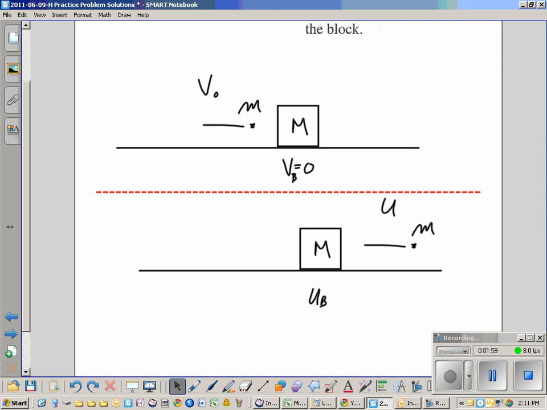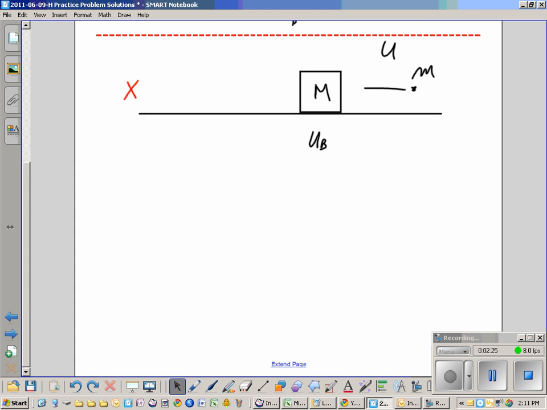So what do we know? We know that the total momentum at the top has got to be equal to the total momentum at the bottom. At the top, all the momentum's wrapped up in the bullet. The block has none. At the end, the bullet has less momentum, so the block must have increased its momentum. It will also be positive. Remember that momentum is a vector, so direction does matter, unlike energy, which is a scalar.